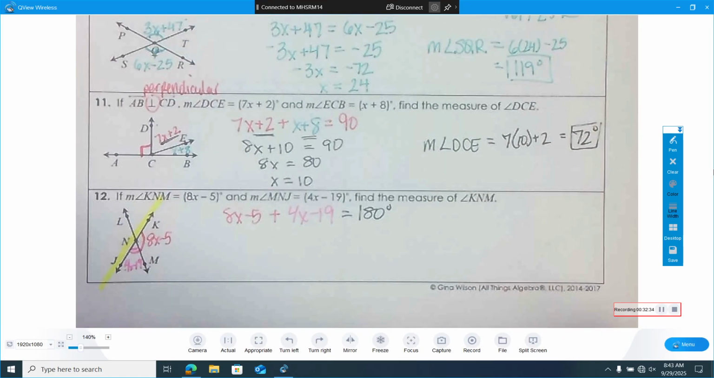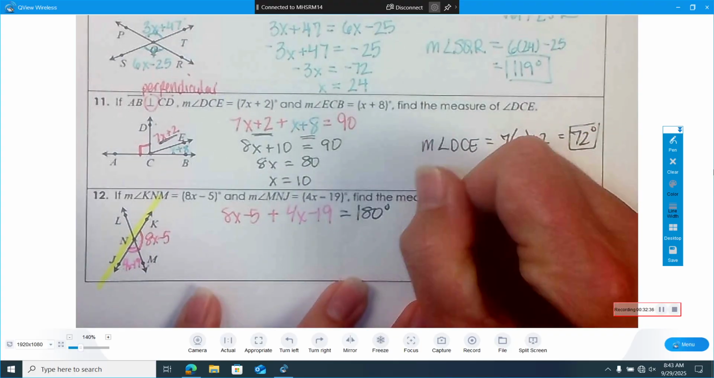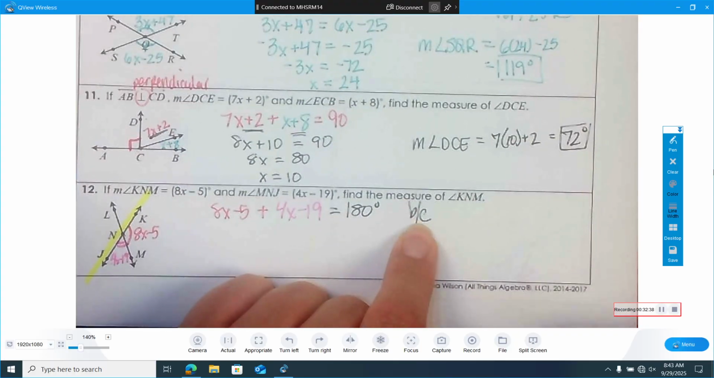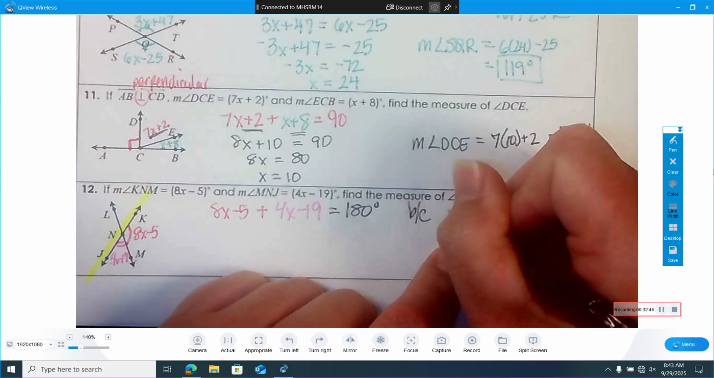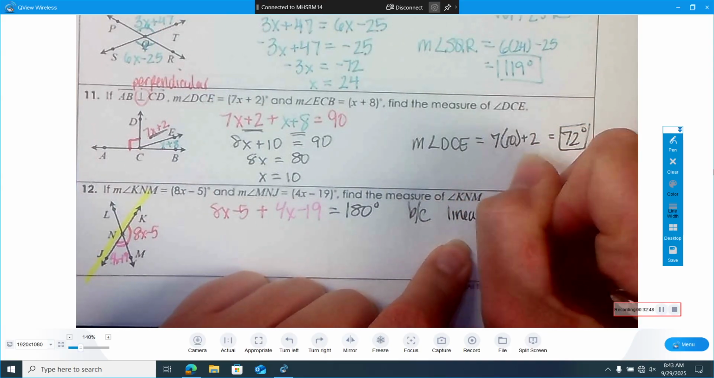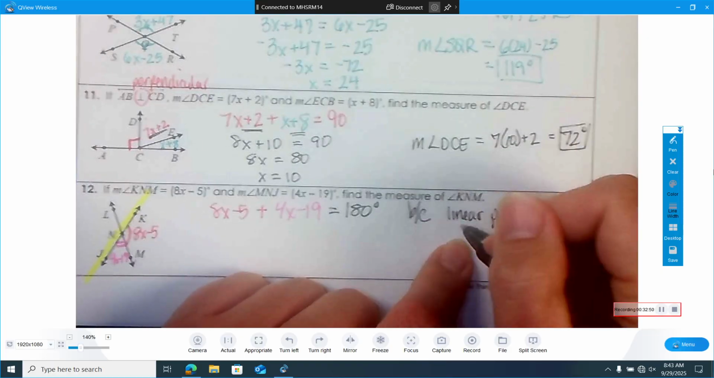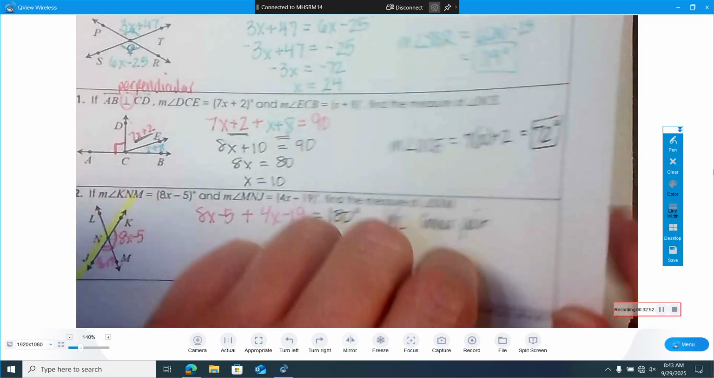Because they're on a linear pair. Maybe we'll write that in. Do you know how you abbreviate because? B/C? We're going to learn a lot of shorthand in this class. Okay, because they are a linear pair. All right, because they're a linear pair. Beautiful. All right, let's just do some more setups here.